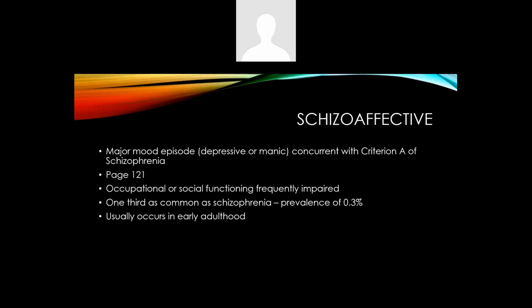Schizoaffective is going to be similar to schizophrenia, but it's also going to combine a major mood disorder, depressive or manic. So just keep in mind that you're going to want to tease out the difference between the two. You're going to want to look for those mood disorders. Occupational or social functioning is frequently noted as being impaired. This is not as common as schizophrenia, about a third as common, and it's usually going to occur only in adulthood.